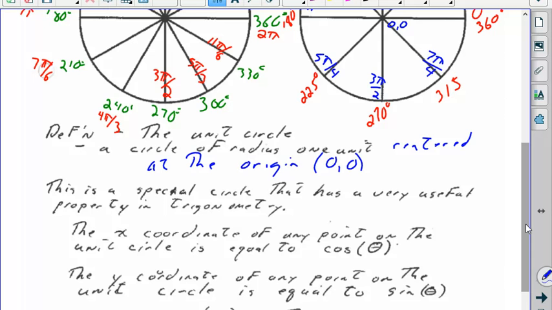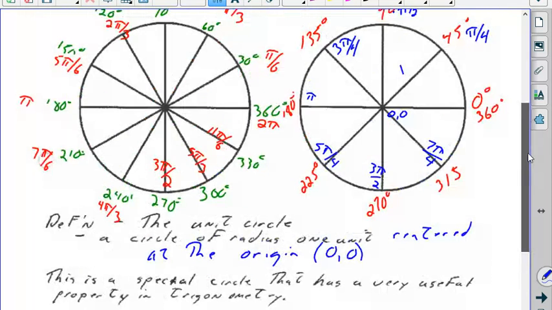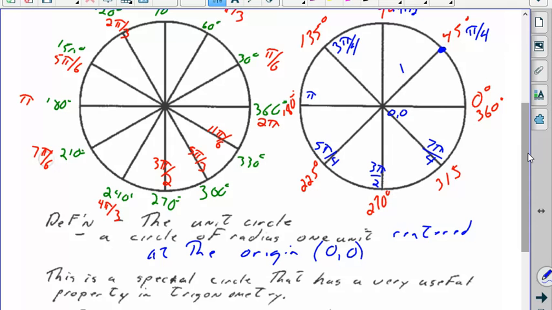So if I want to talk about what is the coordinate point here of pi over 4, now I happen to know that is square root 2 over 2, comma square root 2 over 2. Again, those numbers should be familiar to you. I'm going to explain it in a second.